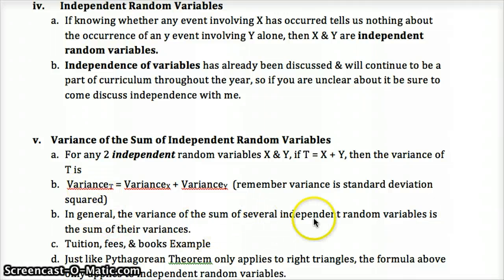So in general, the variance of the sum of several independent random variables is the sum of their variances. Just like the Pythagorean theorem only applies to right triangles, this only applies to independent random variables. So it only works for independent random variables, otherwise variances don't necessarily add.